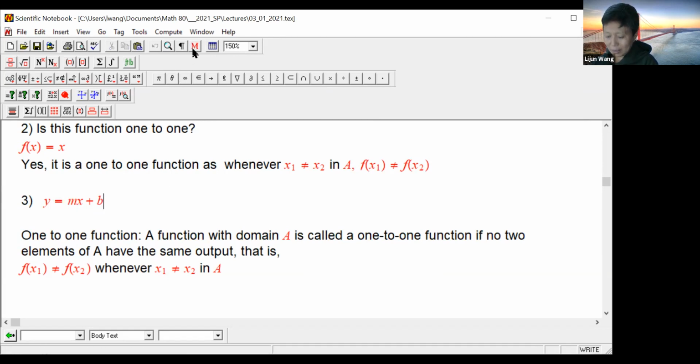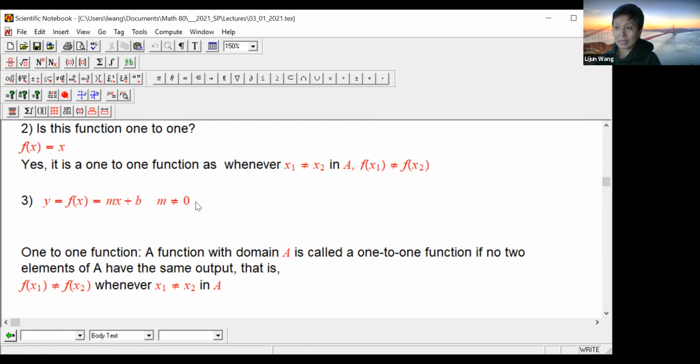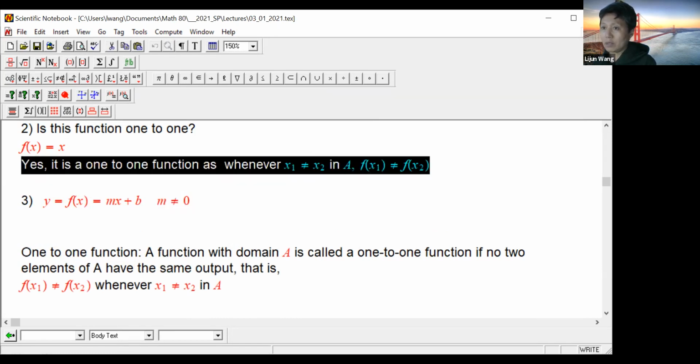Provided that the slope is not 0. Why can the slope not be 0 in order to make it a one-to-one function? Because if the slope is 0, it's going to be a constant function. Do you follow me? If the slope is not 0, yes, it is a one-to-one function. So I'm going to put the answer here.